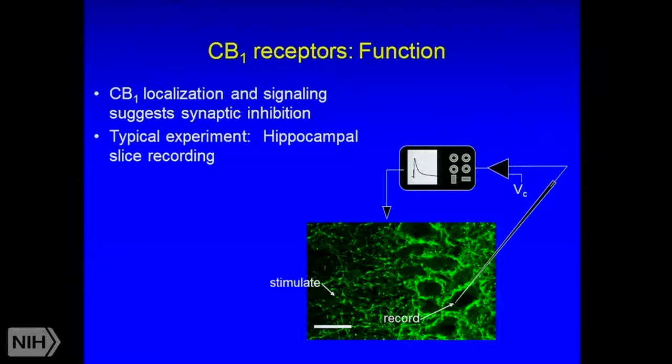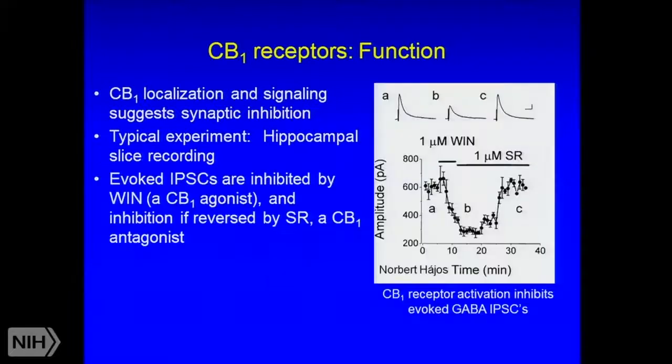So this is recording from a hippocampal slice, where you record from a pyramidal neuron here, you stimulate GABAergic fibers out here, and this is stained with CB1 receptor antibodies to illustrate how densely CB1 receptors are expressed. And this is the kind of experiment result you get.